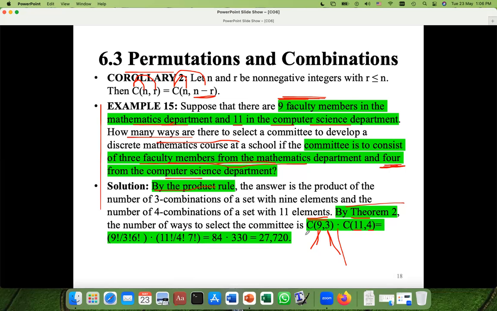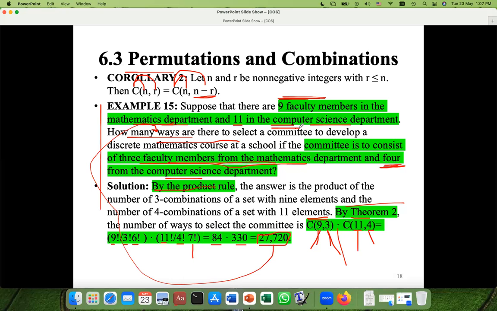So which is 9 factorial, and this is n. R factorial is 3. N minus r is 9 minus 3 is 6. Okay. And then this is n, 11 factorial. This is r according to that one. Okay, divided by r factorial. And 11 minus 4, you will have 7 factorial. Okay, calculate them individually and multiply them, then you will have this answer. This is the total number of ways in which you can form this committee of mathematics and computer science department.